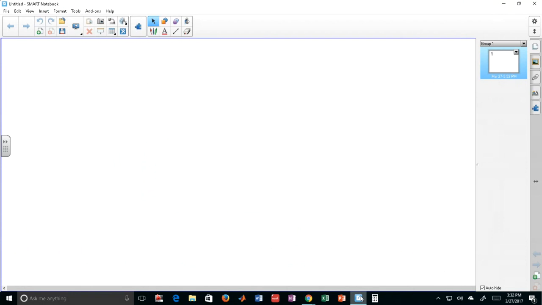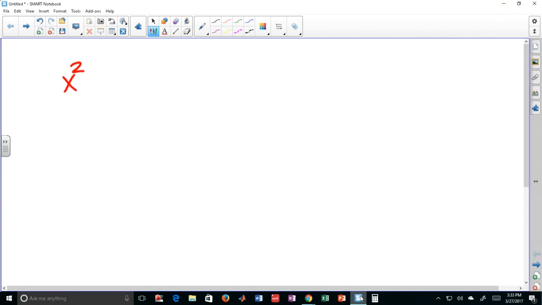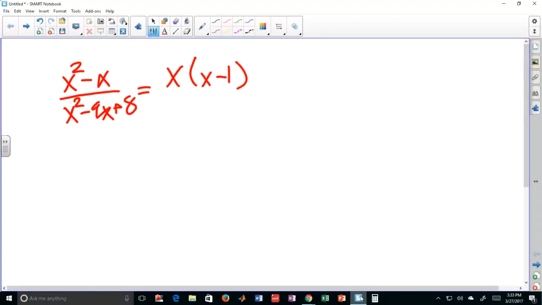All right, so this one is y equals x squared minus x over x squared minus 9x plus 8. Oh, you want the asymptotes? Yeah, the vertical and horizontal. So if it would be a vertical asymptote, you would say x equals something, and a horizontal one, you'd say it's at y equals something, right?